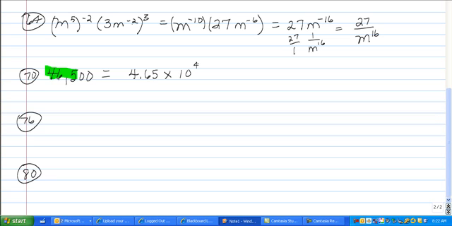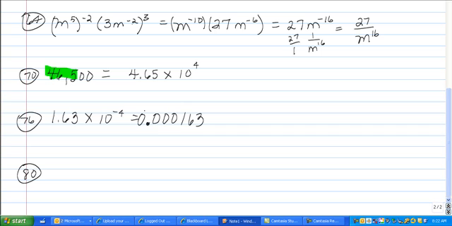Okay, 76, we have 1.63 times 10 to the negative 4. This time they want us to write it in decimal notation. So we start with our 163, 1 place, 2 places, 3 places, 4 places, so that's where our decimal would go. So we get 0.000163.